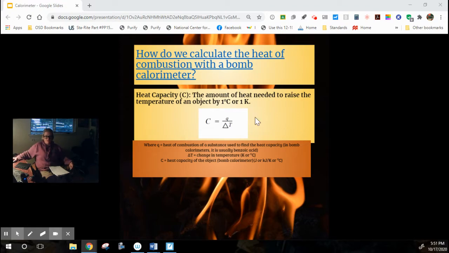And there's your formula there. We denote heat capacity with capital C. Here's your heat value. Heat divided by change in temperature is going to give you the heat capacity of any substance, or any object for that matter. So I'm going to let you pause for a second and write down this formula. And then we're going to watch a quick video on how a bomb calorimeter works.